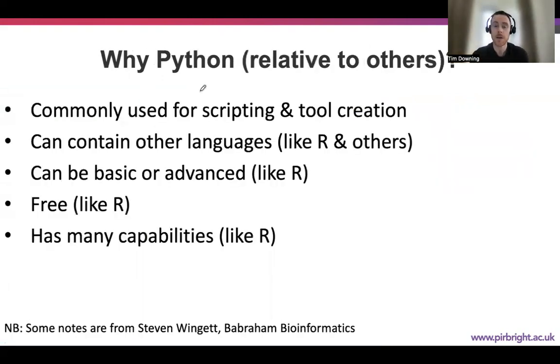So Python is very, very handy. It's very commonly used for scripting and tool creation, just like R or many other languages. It can operate as a sort of container or wrapper for other languages too, in the same way that they can for Python. It can be very basic or advanced as well. It's different from R in the sense that you often have to compile scripts that you write. So that's a slight difference. It's free, which is great if you're working in different labs or environments, and has many capabilities as well.